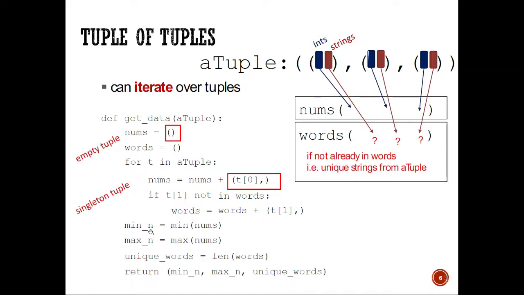So this function basically counts the number of unique words that exist within the tuple, and what is the smallest integer and largest integer.